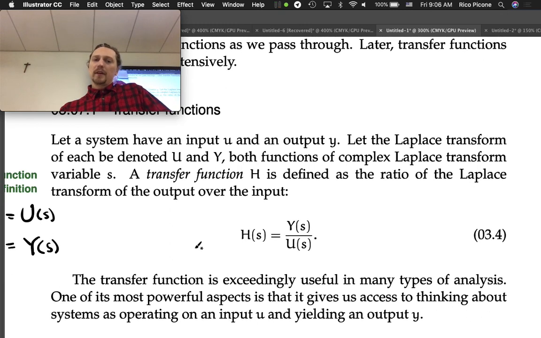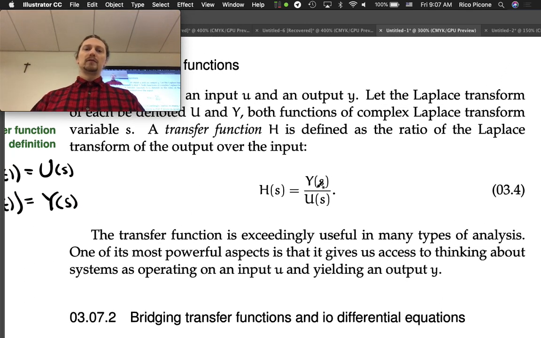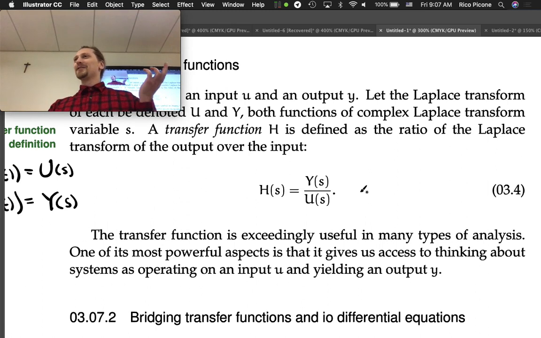A transfer function, H, is defined as the ratio of the Laplace transform of the output over the input. So Y over U. That's the whole definition. It's really not that bad, the definition. There's a lot of stuff you can do with it, and we'll talk about it later. But we're just going to use it for just a little bit here today.